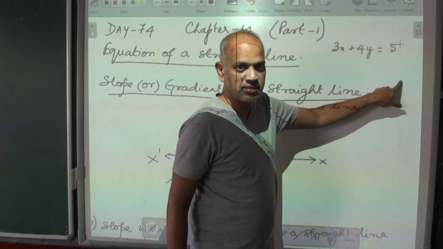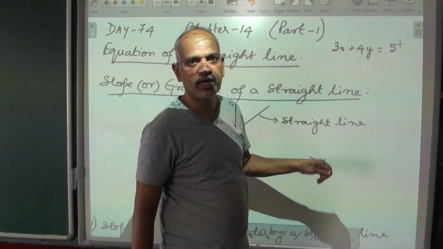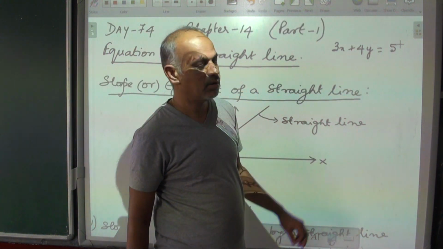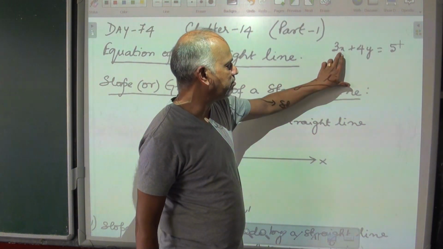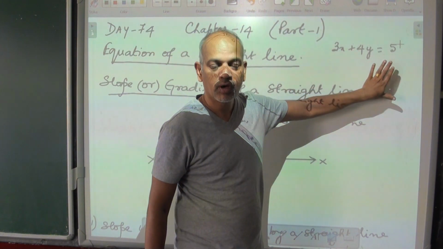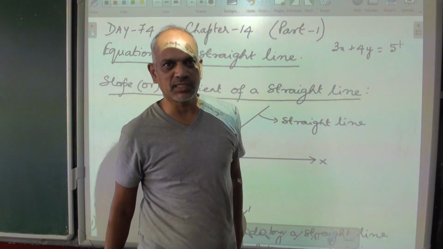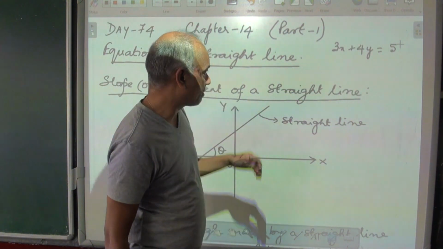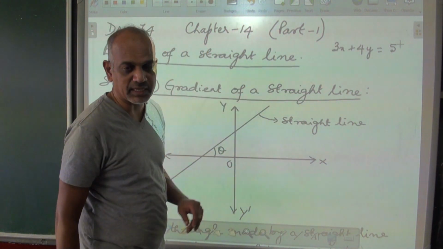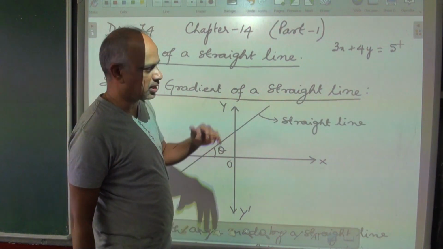This is the equation of a straight line. So, all straight lines have an equation of this sort, having an unknown x and an unknown y. So, all simultaneous equations which you come across are all equations of a straight line. So, that's what we are going to see in this chapter, equation of a straight line.